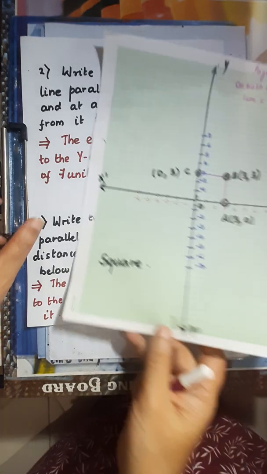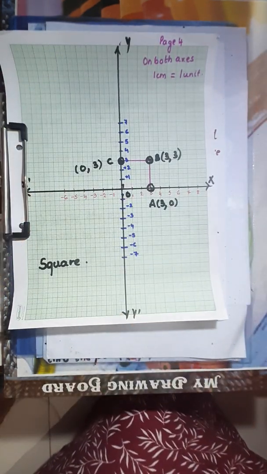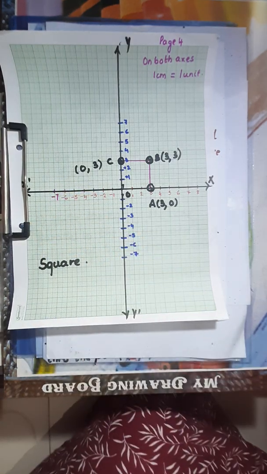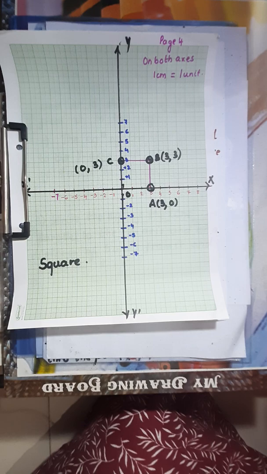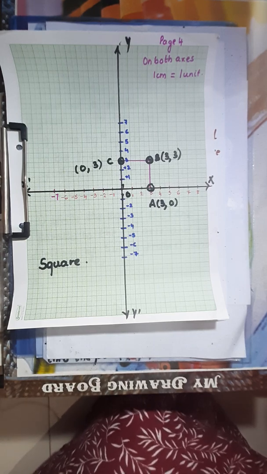Right, now x is equal to -7. See how it is? It means it cuts the x-axis at -7. It cuts the x-axis at -7, right? So it is cutting the x-axis at -7.